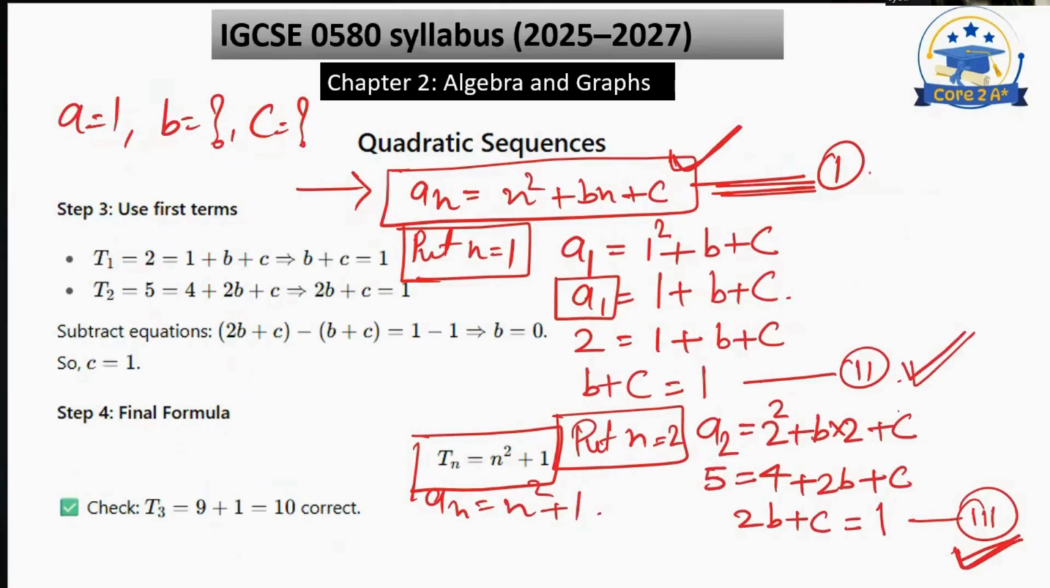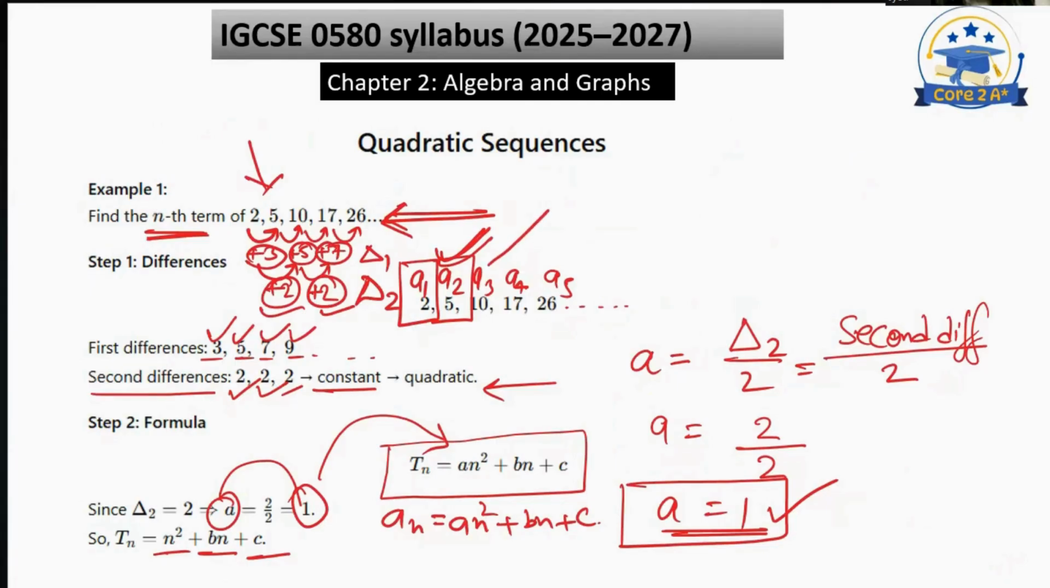You may check T3 also. n equals 3. After putting n equals 3, A3 equals 3 square plus 1 equals 10. See the third term of the original sequence. Yes, A3. Can you see it? 10. Right? It means we are 100% sure our answer is 100% correct. Okay? So that's how we solve. First time you may think this is very difficult, but actually it is not. Okay? You just need practice.